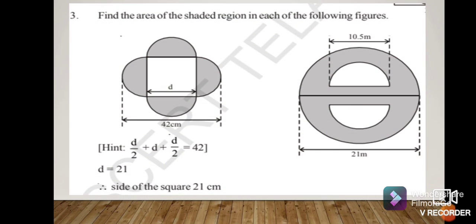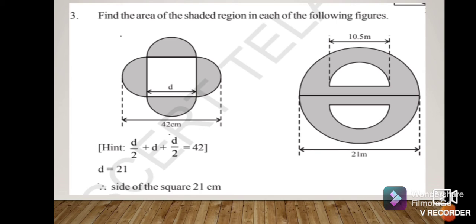Now let us see this, children. Find the area of the shaded region in each of the following figures. We have here two figures. First observe the first figure. Here we have the square, and each side of the square is surrounded by a semicircle. That means on four sides of the square we have four semicircles.